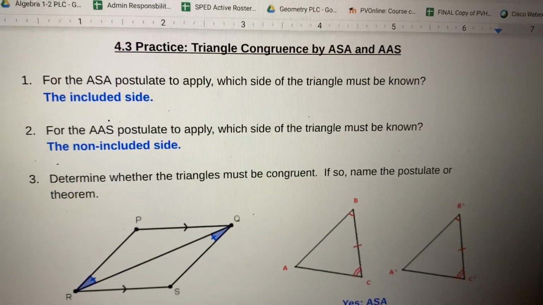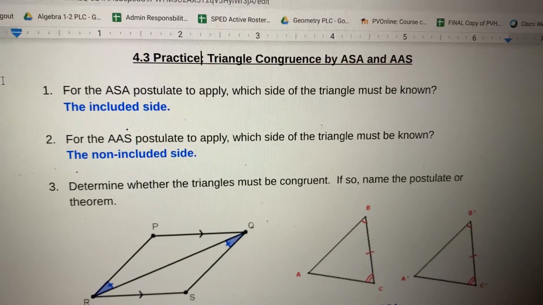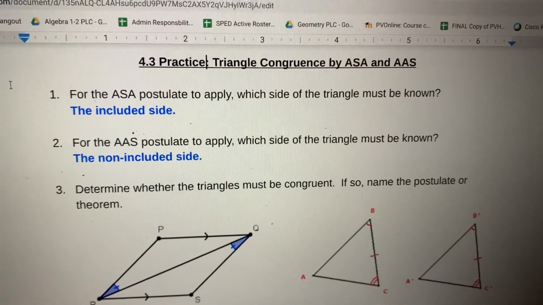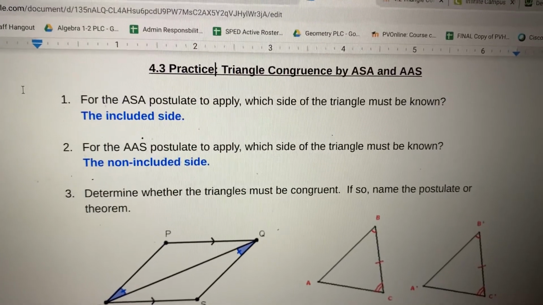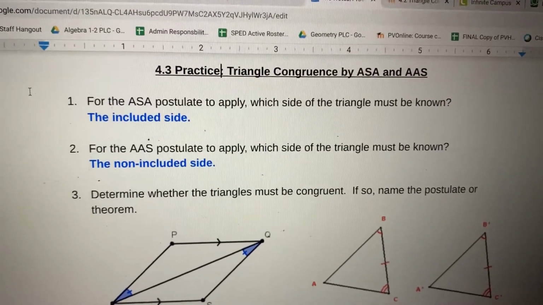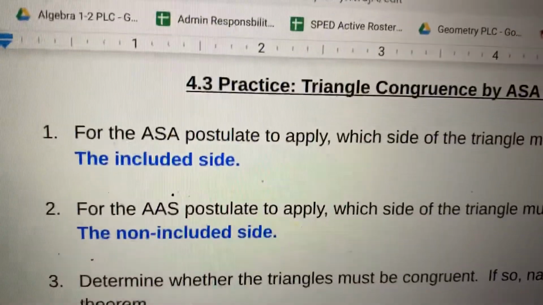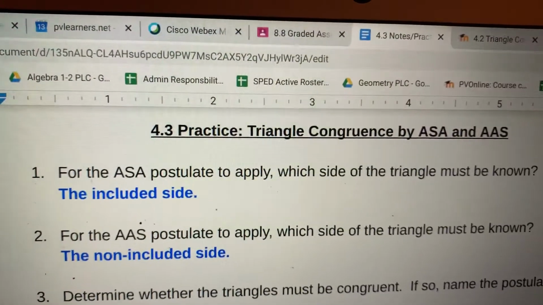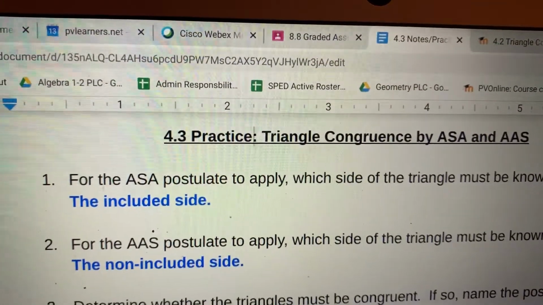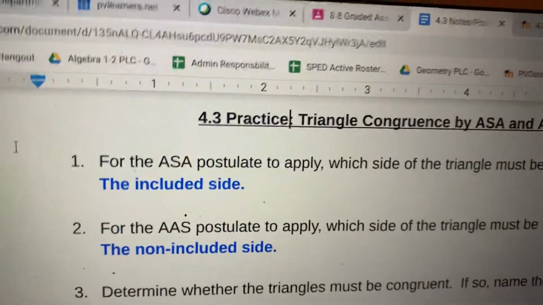Practice. Like I said, this is super helpful for the SR because it is very similar to the SR. In fact, you will see the first two questions, 1 and 2, are the exact same. There wasn't really a way I could change them. They're the exact same that you will see on the SR, okay? So for when we have ASA, angle, side, angle, which side must be known, and it is the included side, okay? Because that means that it's in between the two angles.